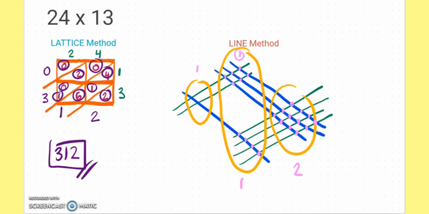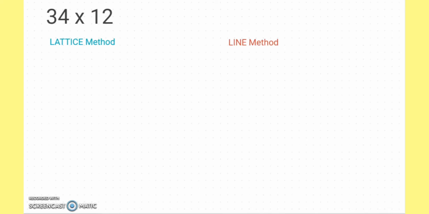So how many do we have here? We have 1, 2 plus the 1 earlier, a total of 3. So we write the numbers accordingly. We have the product of 312. Next we have 34 times 12.